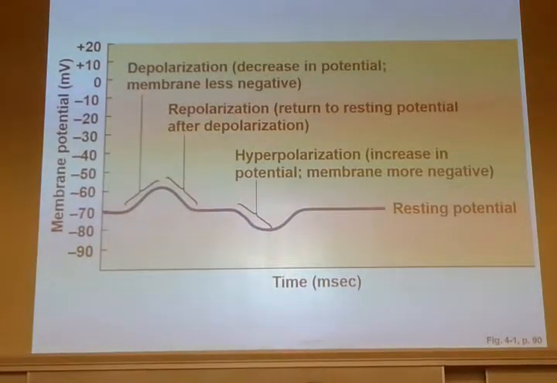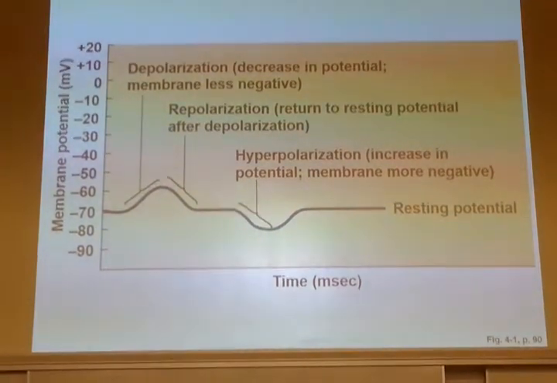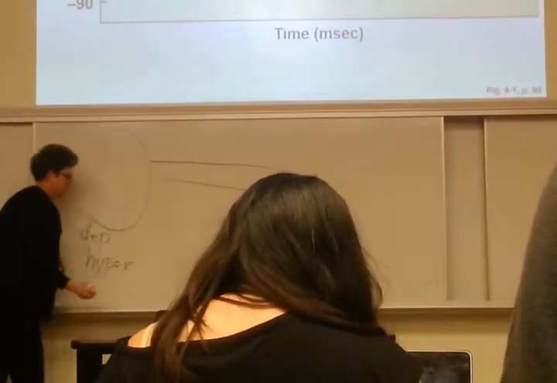So decremental. We also have a decremental hyperpolarizing local or graded potential, and that's where negative charges are accumulating in the cell. In the cell body and dendrites, you can have depolarizing graded potentials. You can have hyperpolarizing graded potentials.